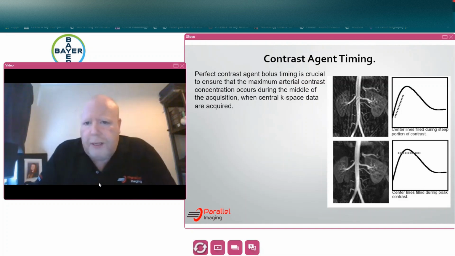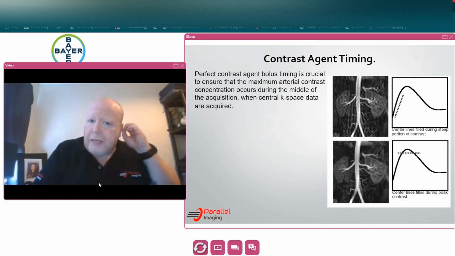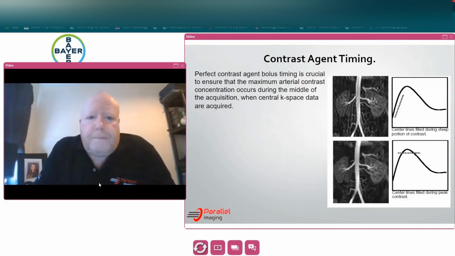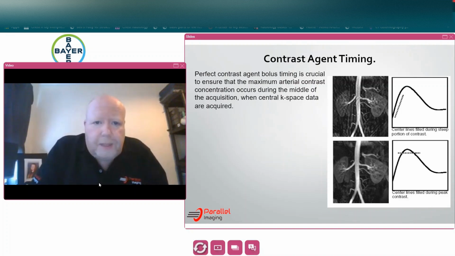So this is where we need good teaching and good education on how to successfully manage these contrast enhanced examinations. With contrast agent timing, the timing of the bolus is crucial so that we get the maximum amount of arterial contrast, and we need to tie this up with the acquisition of the central K-space data.